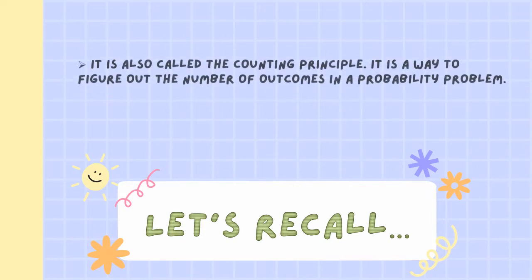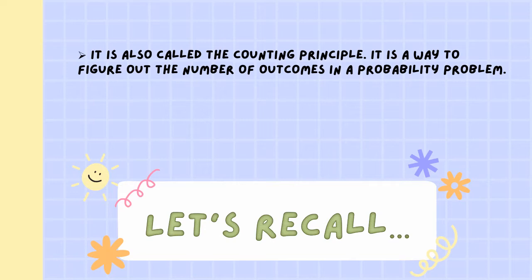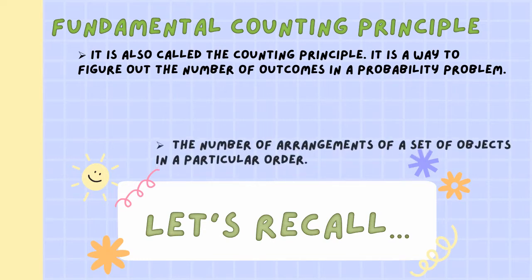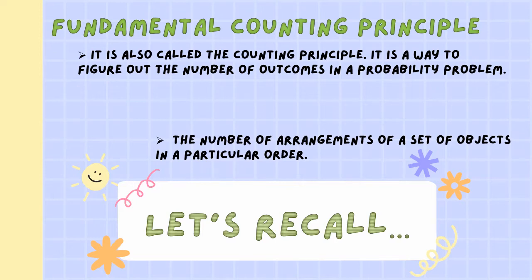So the first question is, it is also called the counting principle. It is a way to figure out the number of outcomes in a probability problem. What is it? Very good. It is the fundamental counting principle. How about this? The number of arrangements of a set of objects in a particular order. Correct! It is permutation. Ayan, ang gagaling naman talaga.